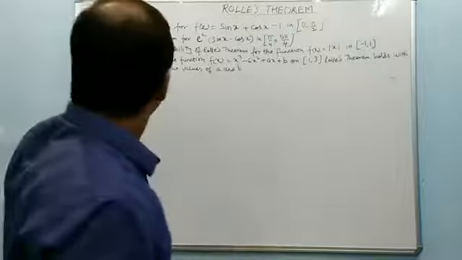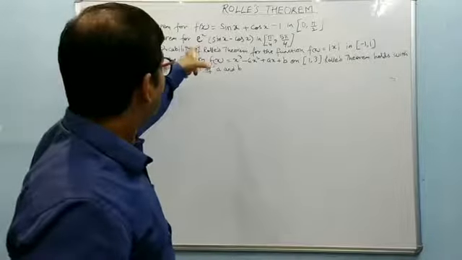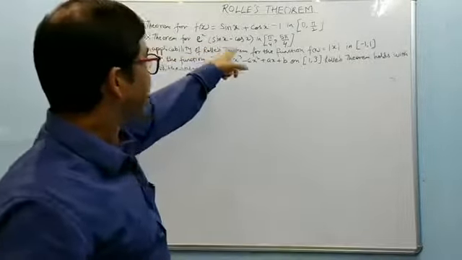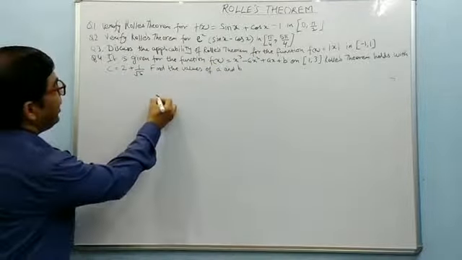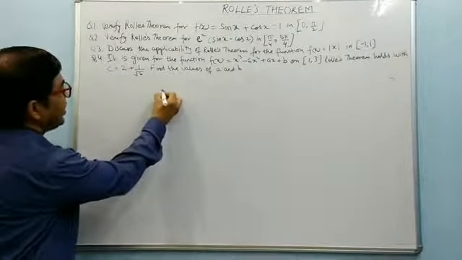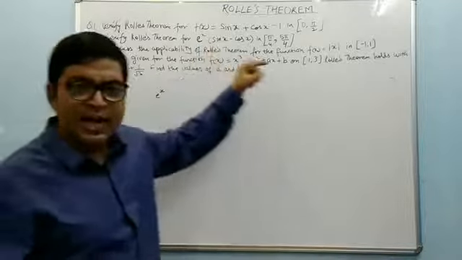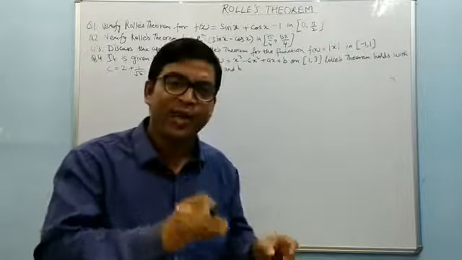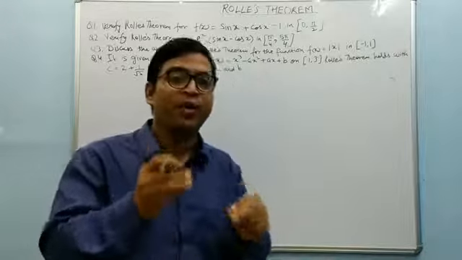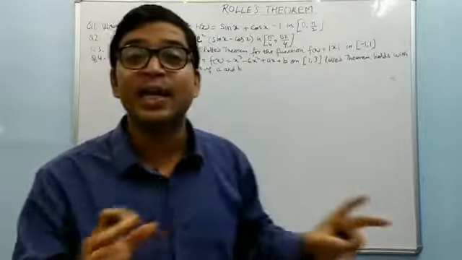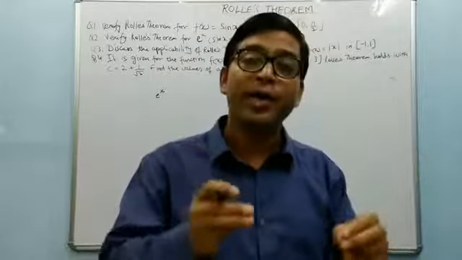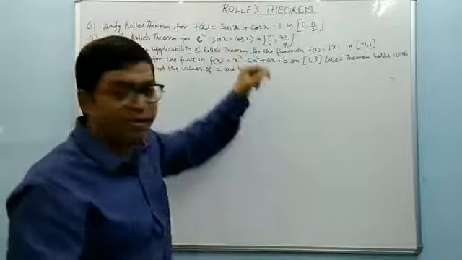In question number 2, verify Rolle's theorem for e to the power x into sin x minus cos x in that interval. You see here e to the power x is continuous everywhere and sin and cos are continuous everywhere. So the product of e to the power x into sin x minus cos x is continuous everywhere. So it is continuous in the given interval.